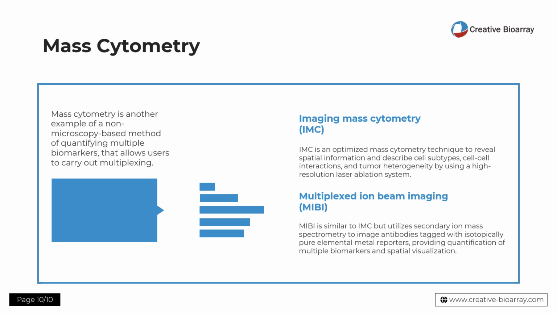Mass cytometry is another example of a non-microscopy-based method of quantifying multiple biomarkers that allows users to carry out multiplexing. Based on mass cytometry technology, several methods have been developed such as imaging mass cytometry, IMC, and multiplexed ion beam imaging, MIBI.